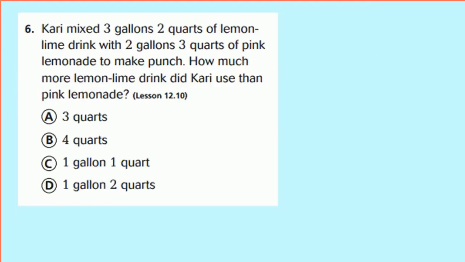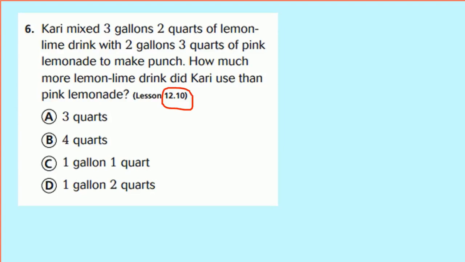All right, now let's pop down here to the review. Chapter 12, Lesson 10. We just finished this one. Kari mixed 3 gallons, 2 quarts of lemon-lime drink with 2 gallons, 3 quarts of pink lemonade to make punch. How much more lemon-lime drink did Kari use than pink lemonade?